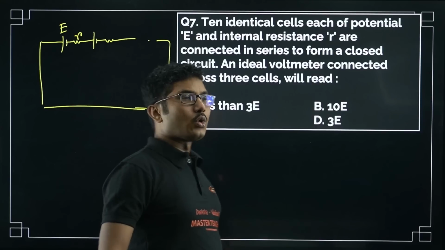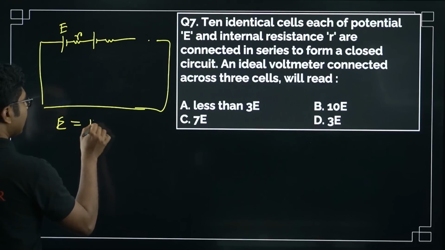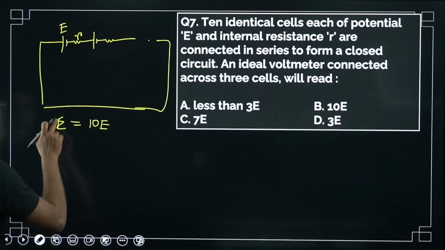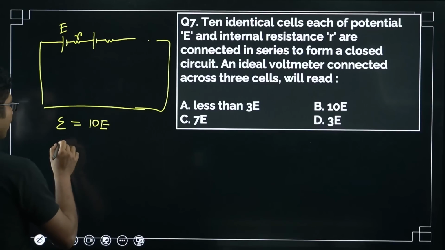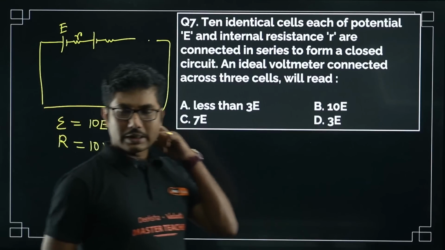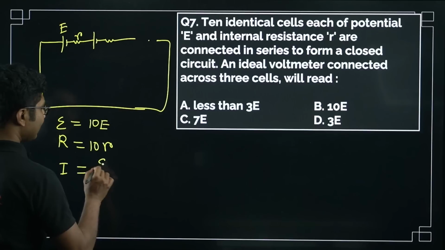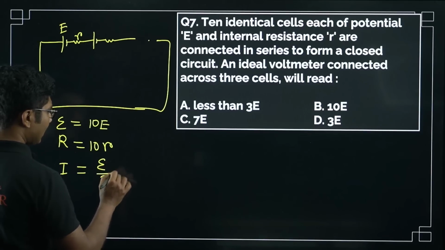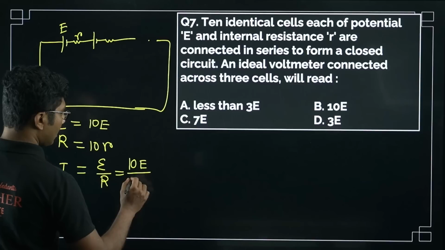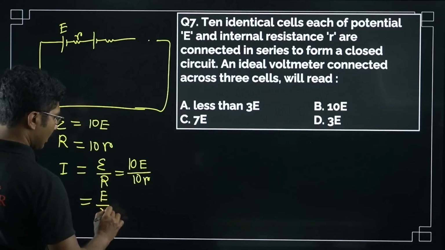So what is the total EMF of the circuit? The total EMF is 10 into E, that is 10E, right? And no external resistance is connected, so what is the total resistance of the circuit? 10 times small r. This is the total internal resistance, the total resistance of the circuit. So what is the current in the circuit? Current is total EMF divided by total resistance, that is 10E divided by 10r. So it will be E by r.